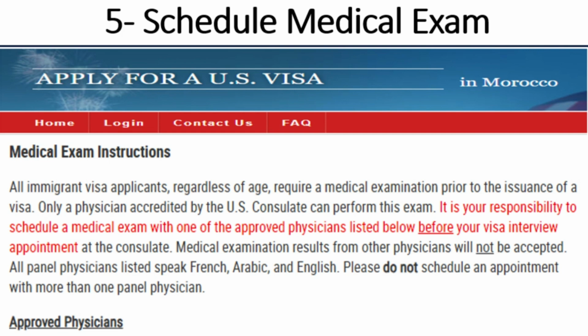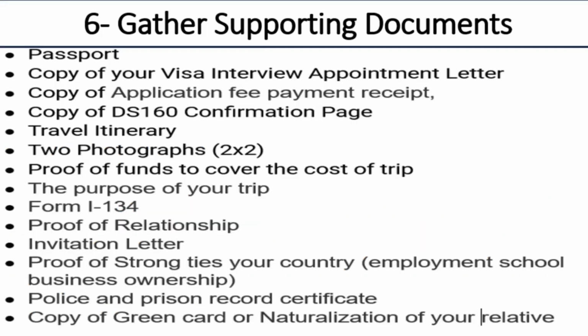So let's go to step 6. Gather supporting documents. This is very, very important. Gather as many as you can, because you will need them. For example, a passport, which must not be expired. A copy of your visa interview appointment letter, which is already made from your profile. A copy of the application fee payment receipt. That's one you get from your account as well, from your profile. A copy of the DS-160 confirmation page.